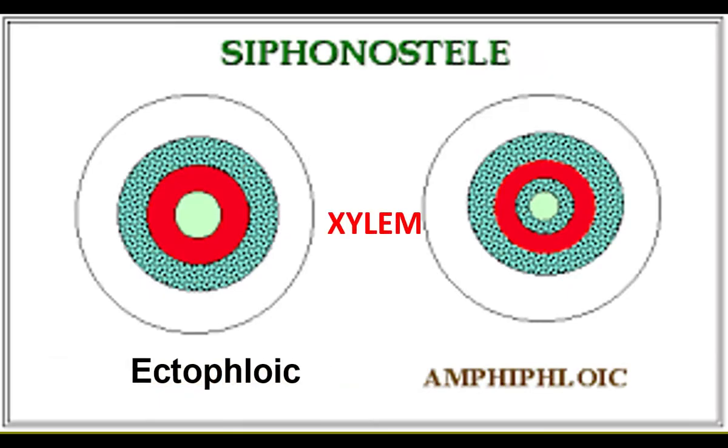Let us compare Ectophloic and Amphiphloic. In Ectophloic Siphonostele, phloem forms the outer part. Phloem is found around the outer part of the xylem. In Amphiphloic, a ring of phloem is inside the xylem, another ring is found outside the xylem.